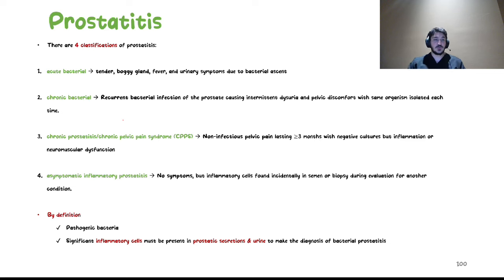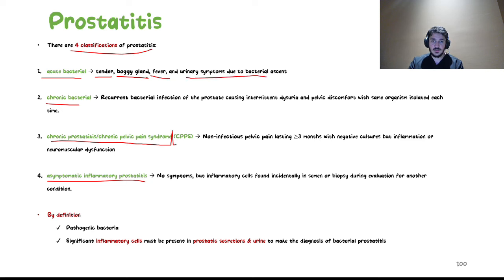Okay, so moving on to prostatitis. Prostatitis is basically infection in the prostate, and we have 4 main classifications. We have acute bacterial, chronic bacterial prostatitis, chronic pelvic pain syndrome, and asymptomatic inflammatory prostatitis. But let's take them one by one. Acute bacterial is tender, very painful to the patient, and the gland would be boggy. There would be fever and urinary symptoms. Usually they would describe it as someone with a tender, boggy prostate with fever. Tender, boggy prostate with fever, it's acute bacterial prostatitis.